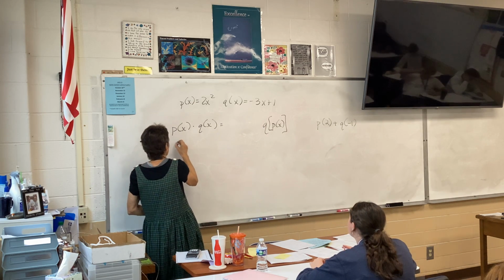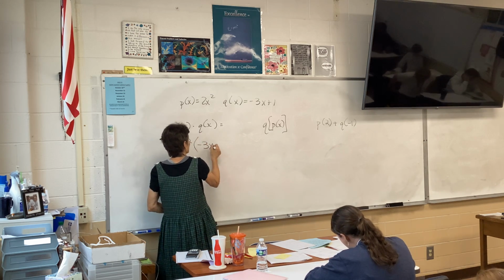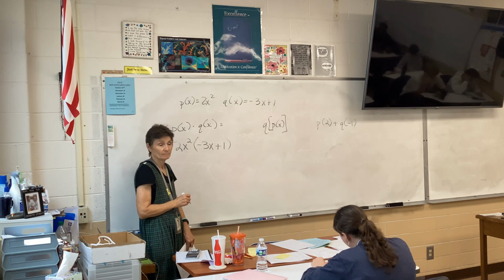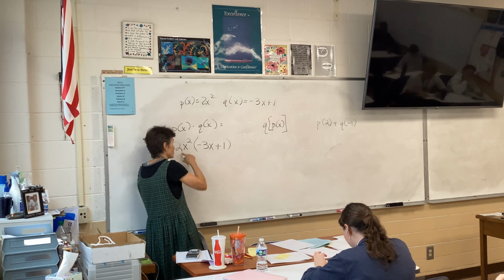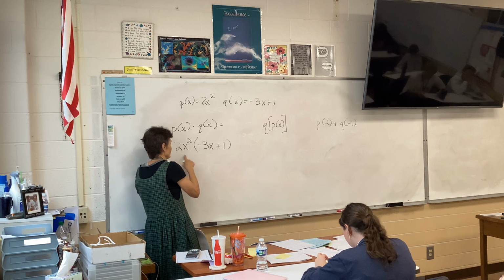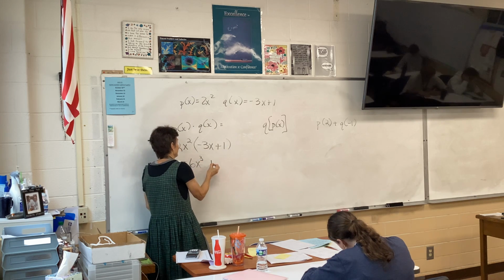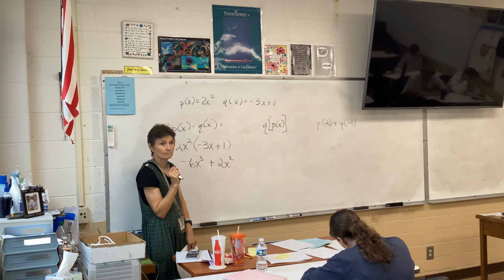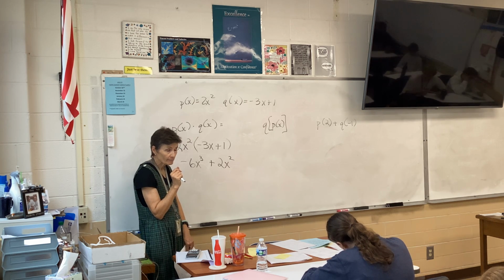So we're taking p of x, which is 2x squared, and we're multiplying it by q of x, which is negative 3x plus 1. And we're getting an answer. Alright, so we'll multiply, distribute. So what do you get here? Negative 6x cubed. Beautiful. And what do you get here? Done. Okay, we're done.